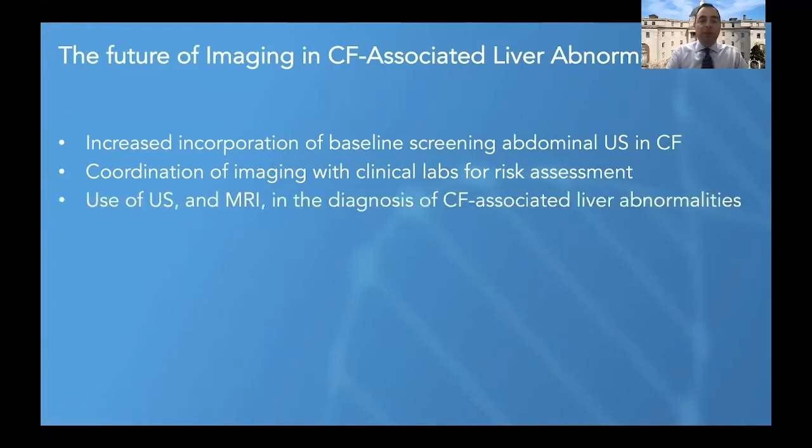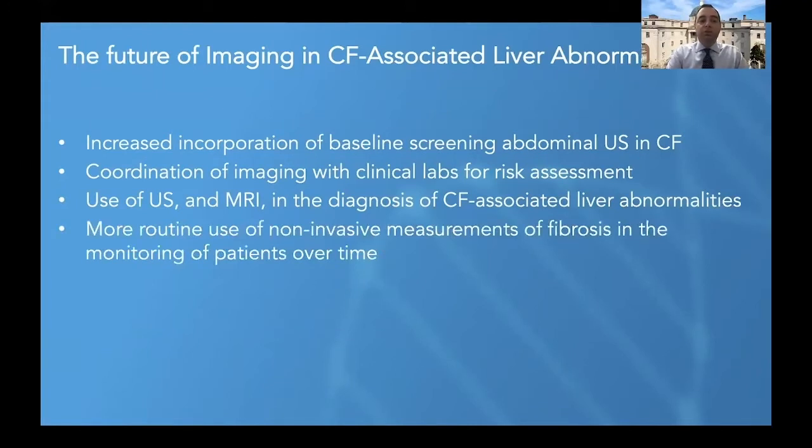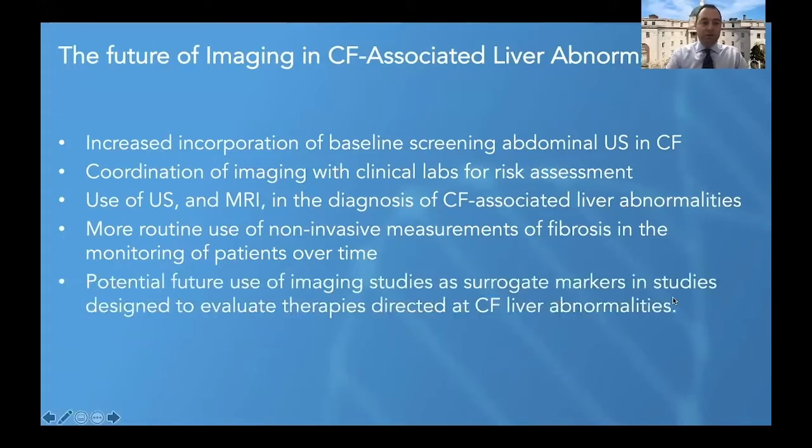of patients. Clearly, the use of ultrasound and MRI will remain essential in the diagnosis of CF-associated liver abnormalities. I think there is a need for more routine use of non-invasive measurements of fibrosis in the monitoring of patients over time in order to see who is progressing more rapidly toward more advanced liver disease.